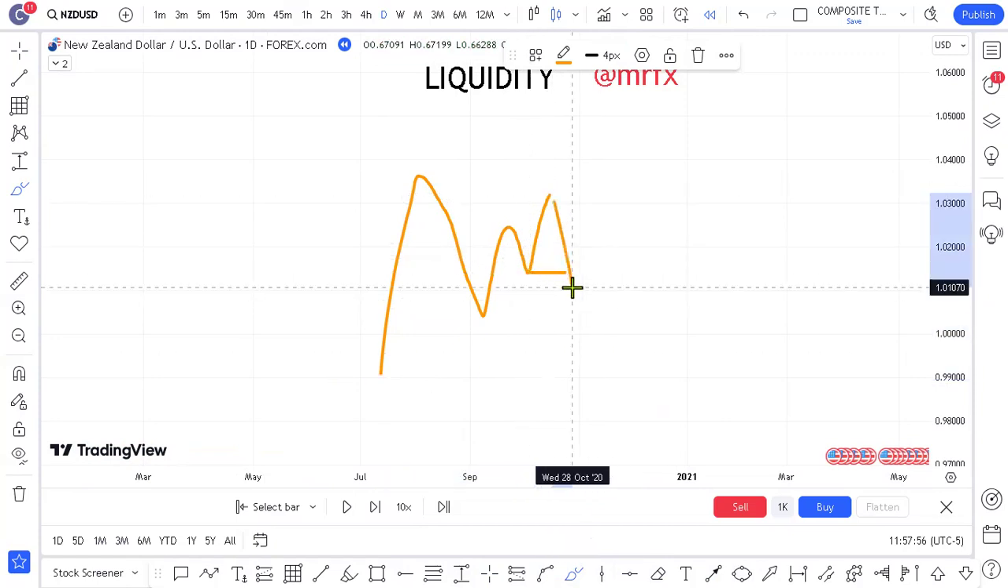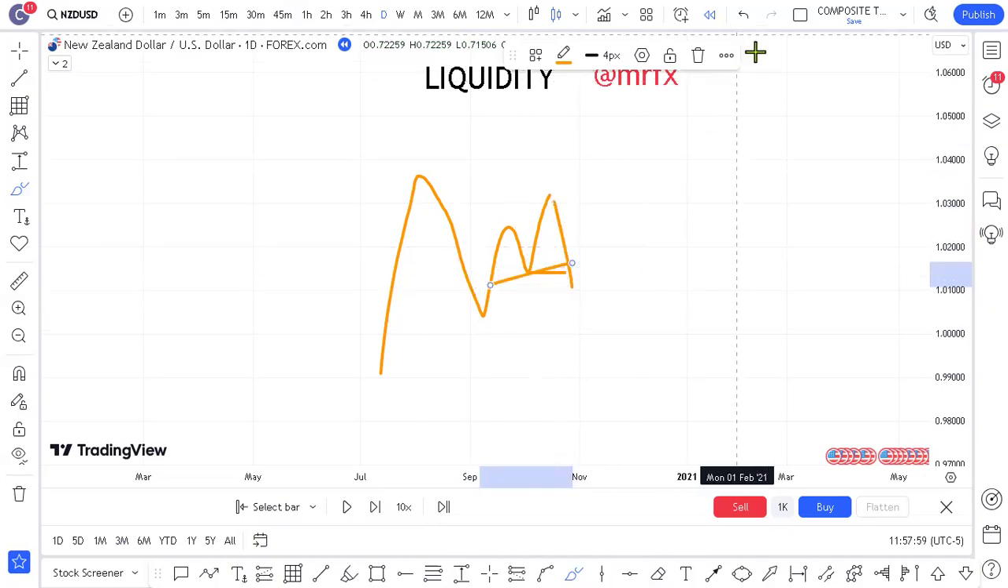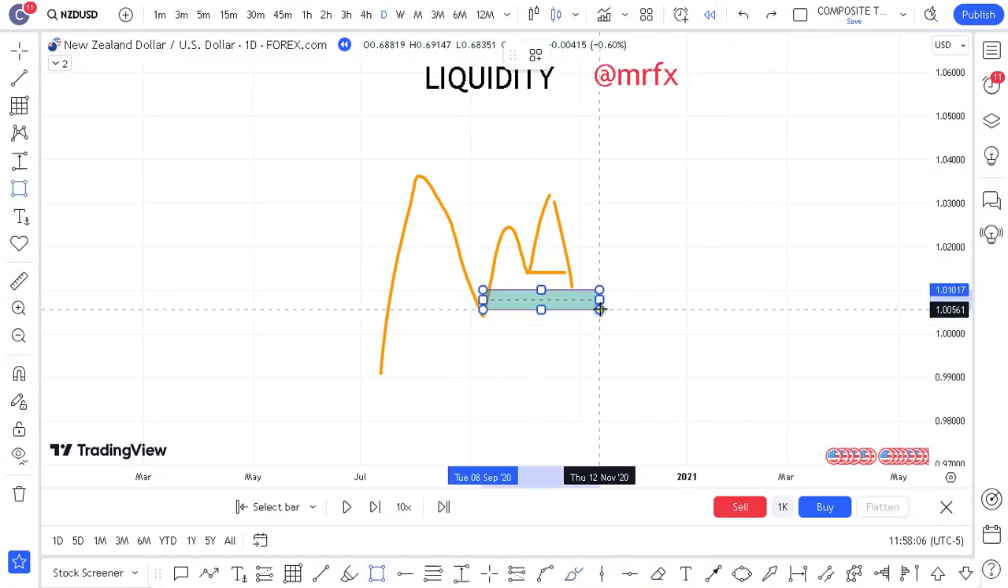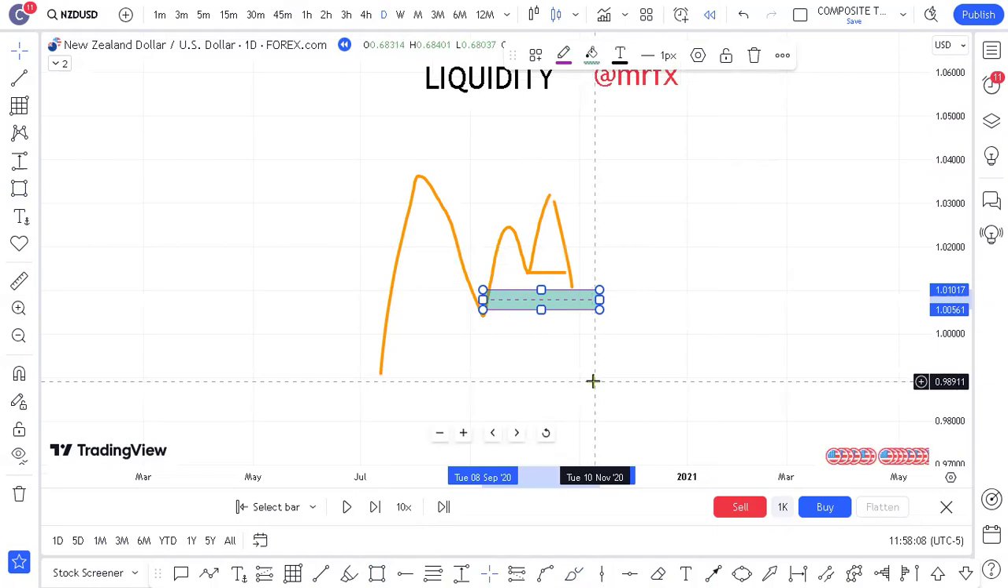If the price comes back here and takes out this level and mitigates anything here, for example, mitigates something here, example here. Just a minute, let me do something here.